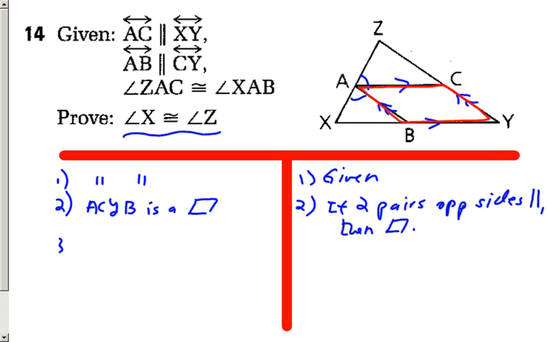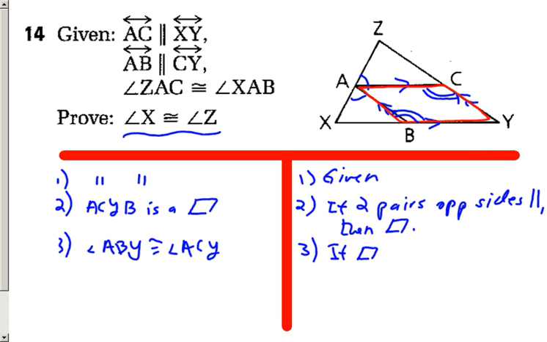Well, why do I want to say that? The reason is because a parallelogram's got a ton of properties, okay? One of those properties, the one that actually is going to help me with this particular proof, is that the opposite angles are congruent. So my step 3 is I'm going to say angle ABY is congruent to angle ACY. Okay, the two that I just marked are congruent because if it's a parallelogram, then opposite angles are congruent.